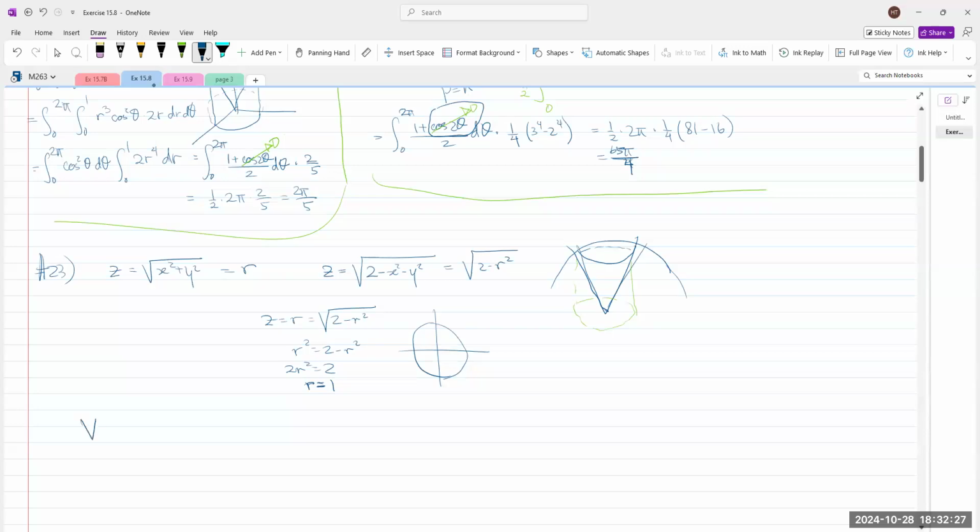So the volume is the double integral over the disk with radius 1. And then over that, we start from the cone z equals r and go out to the square root of 2 minus r squared, dV, right? So this will be r dz dr d theta. That's 2 pi times the integral from 0 to 1 of r times (the square root of 2 minus r squared minus r) dr.